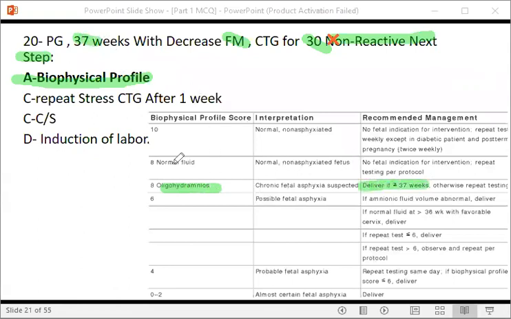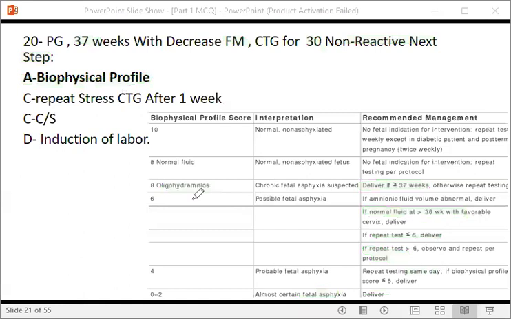the patient. If there is no oligohydramnios, there is no fetal indication for intervention; repeat the test per protocol. 6 means possible asphyxia, and 0 to 2 means almost certain asphyxia, so here you have to deliver. With 6, it depends on amniotic fluid volume: if normal, deliver if more than 36 weeks; if less, repeat. Less than 6, deliver if more than 36 weeks, otherwise observe as per protocol. It is for repeat tests in the same day. Focus, because this MCQ comes often. If still less than 6, deliver the patient. Biophysical profile is very important in your career.